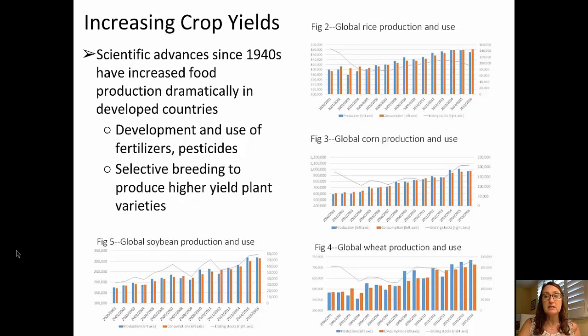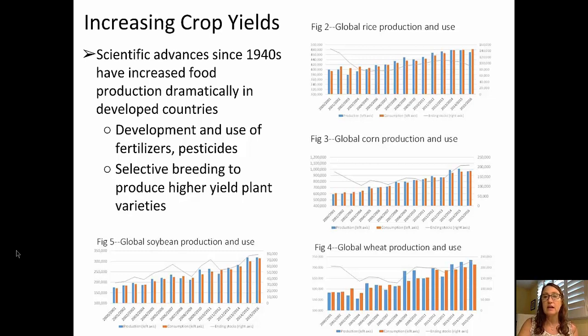The blue lines are the production of that particular crop. The orange lines are the consumption of that particular crop. And then that gray trend line behind it with the axis on the right side is the stockpile of that particular crop. But you'll notice in all cases that there's been a slight increase since 2000 in the amount that's being both produced and consumed.